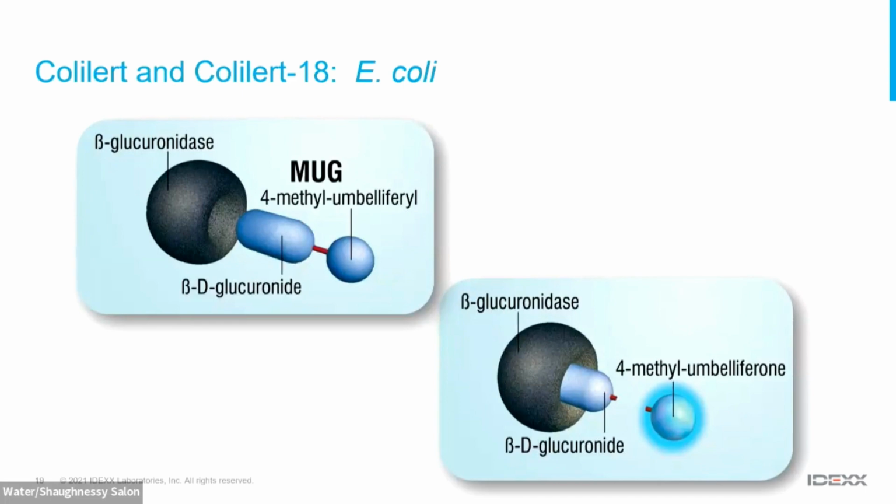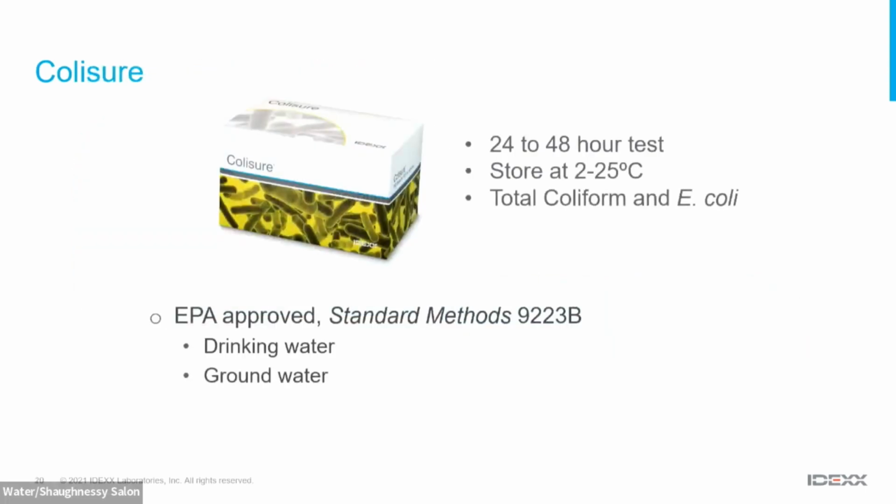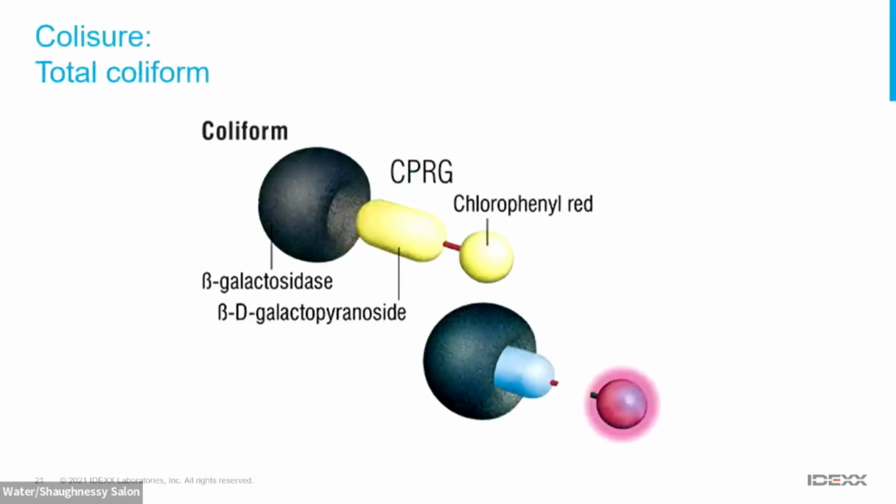So our third enzymatic test for coliforms and E. coli is Colisure. Colisure is a very similar product. It's a 24-hour test again. Again, same standard methods, still similar approvals. The difference with this product is the nutrient indicator that's used to look for coliforms.